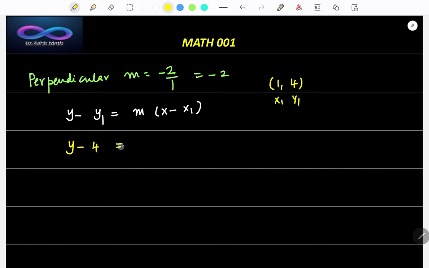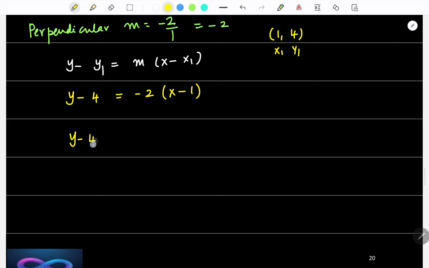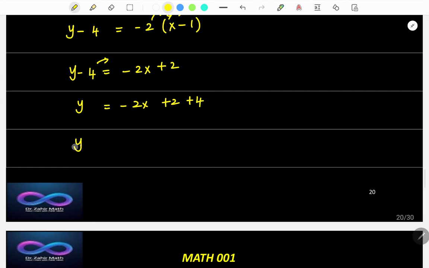So y minus 4 equals minus 2 into x minus x1, which is 1. So y minus 4 equals minus 2 into x is what? Minus 2x. And then minus 2 into plus 1 is what? Plus 2. So y minus 4 equals negative 2x plus 2. This minus 4 goes that side, which is plus 4. Clear, everybody? So y equals negative 2x plus 6. So this is the equation of the perpendicular line.